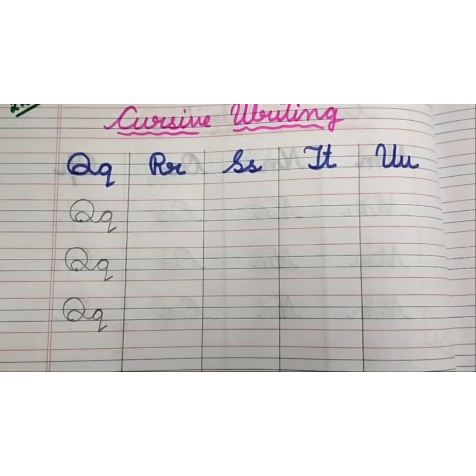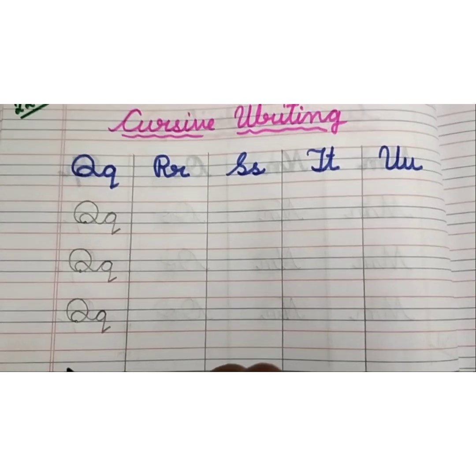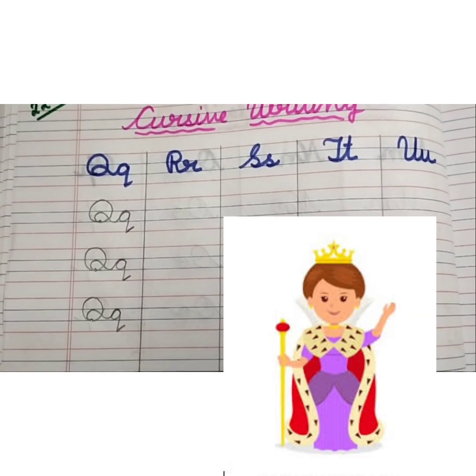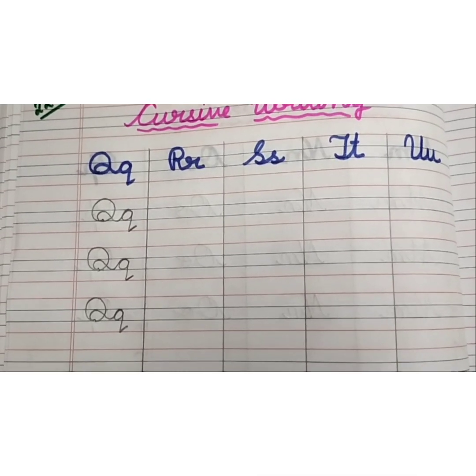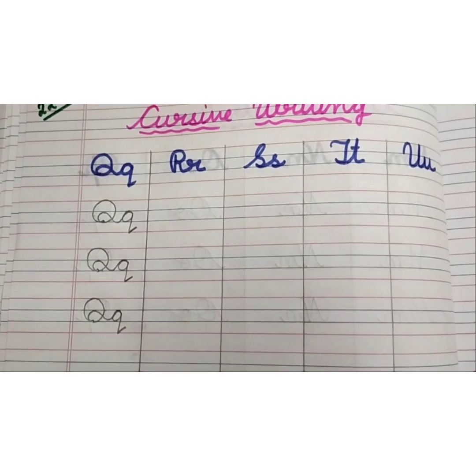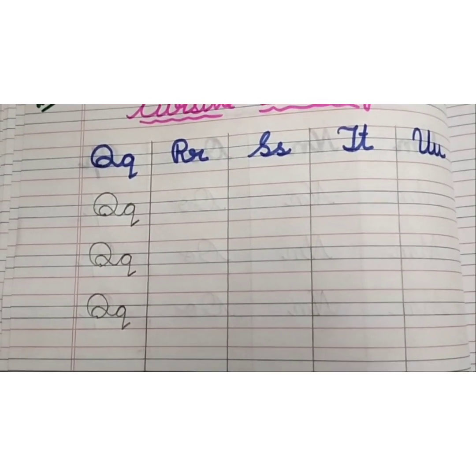Now can you tell me Q for? Good. Q for queen. Q for queen. And children, now tell me, what is the sound of Q? Q sounds qua. Qua. Okay.